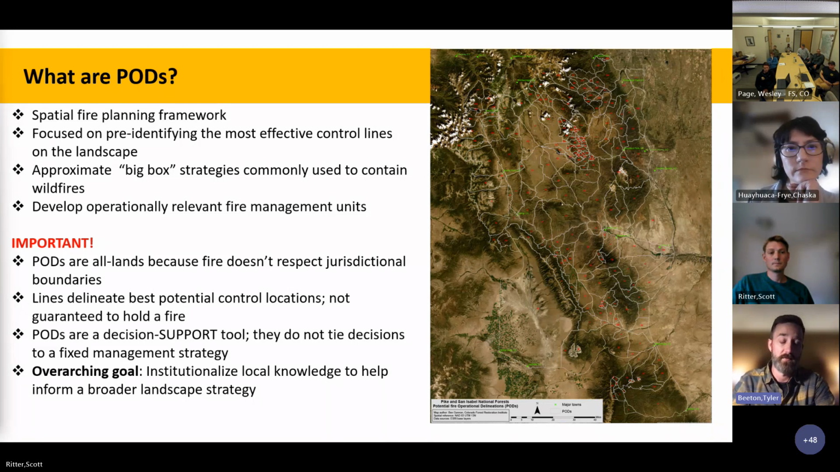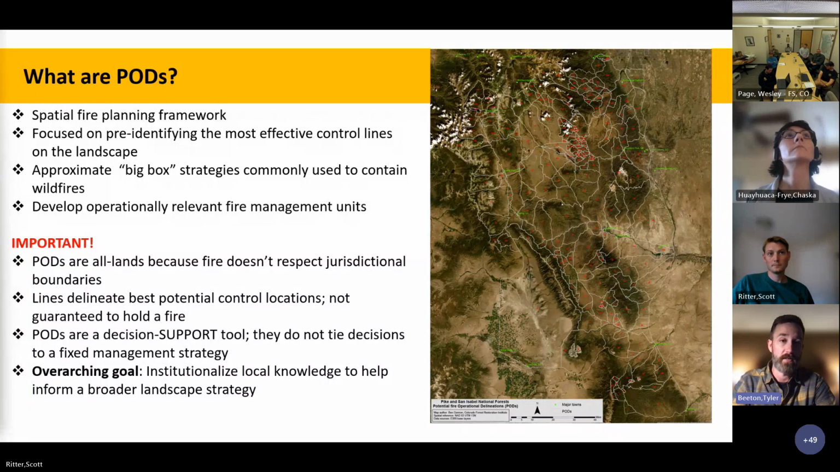And just a few important caveats to mention before we get too far into it. One is that, as was mentioned, I think by Jason, pods are designed to be cross-boundary, because fire doesn't know jurisdictional boundaries, nor should the planning approach used to plan for them. These lines delineate the potential for control, the best potential for control. They're not guaranteed to hold a fire, and in fact, under most circumstances, will need some improvement in order to be an effective control feature.